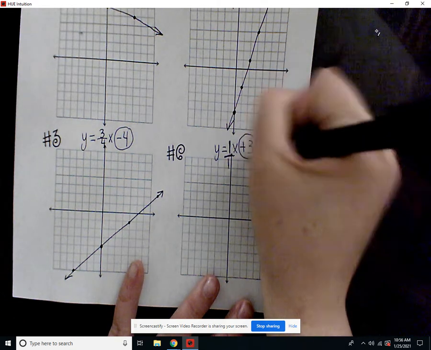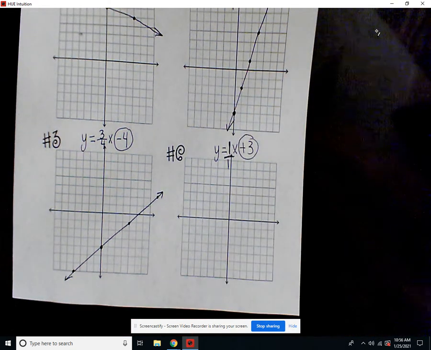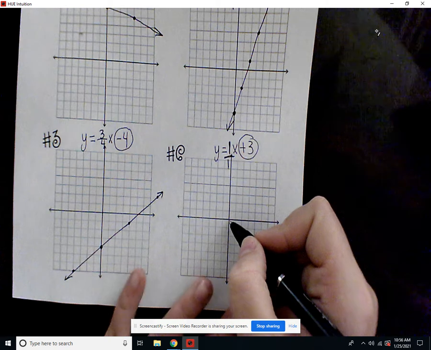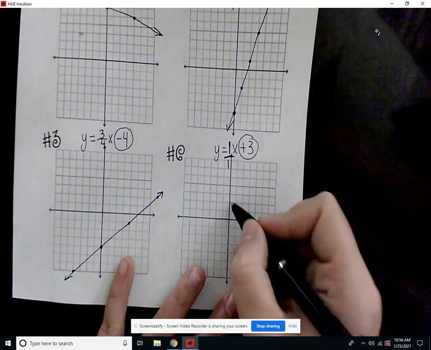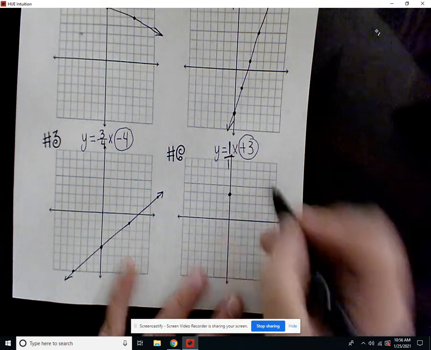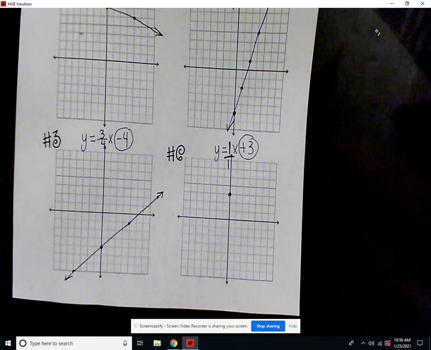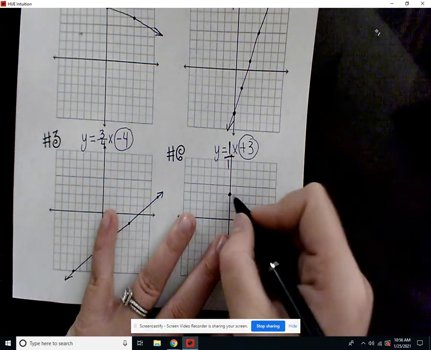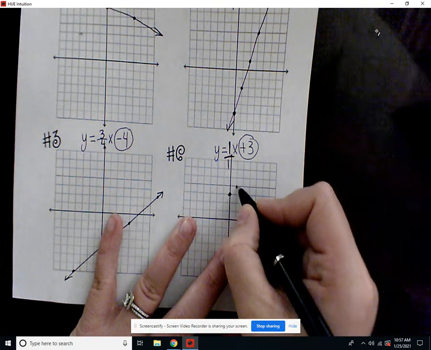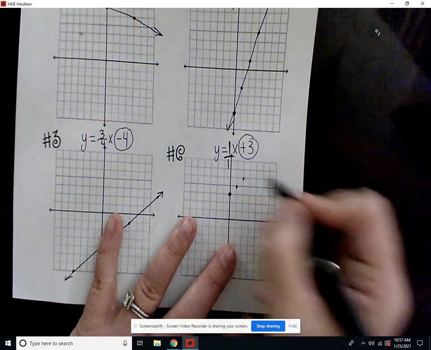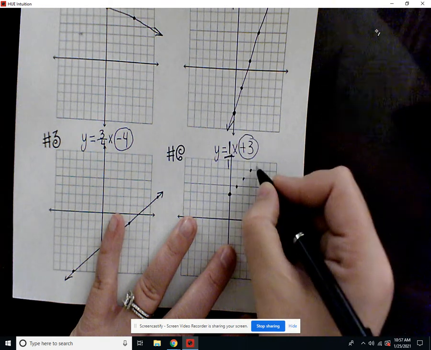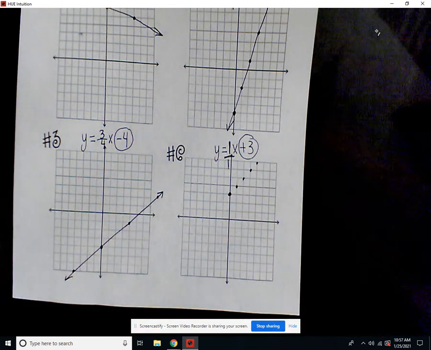So we start at the back with our positive 3. So start at the center, go to your y-axis, and count up 3 spaces and put a dot. Okay, now we're going to rise 1, run 1. It's positive, so we're going to go to the right one. Rise 1 over 1, put a dot. Rise 1 over 1, put a dot. This one's going to have a lot of dots.